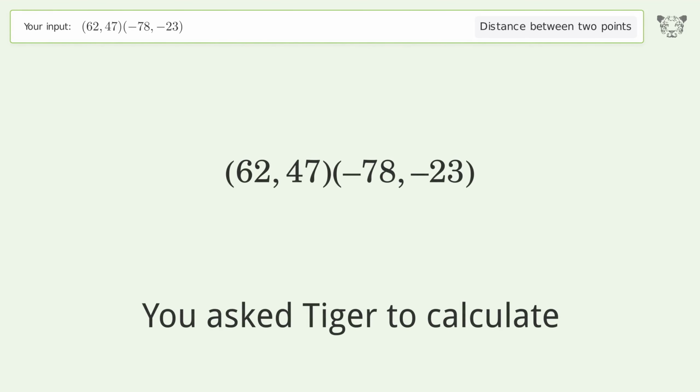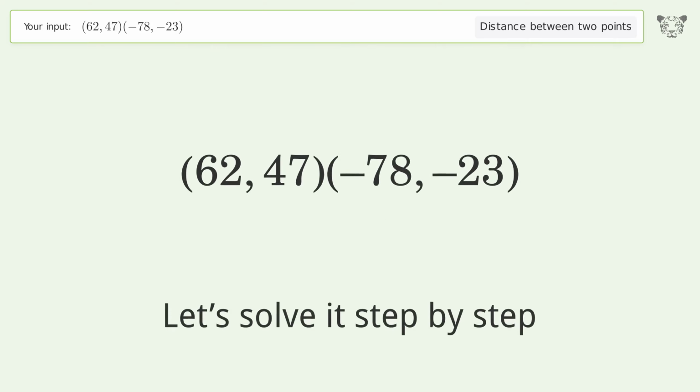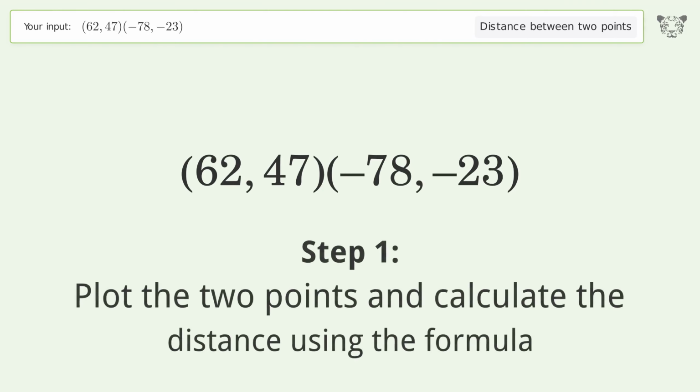You ask Tiger to calculate. This deals with the distance between 2 points. The distance between the 2 points is the square root of 24,500, or 156.525. Let's solve it step by step. Plot the 2 points and calculate the distance using the formula.